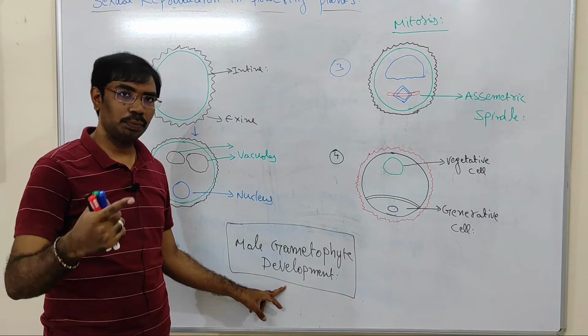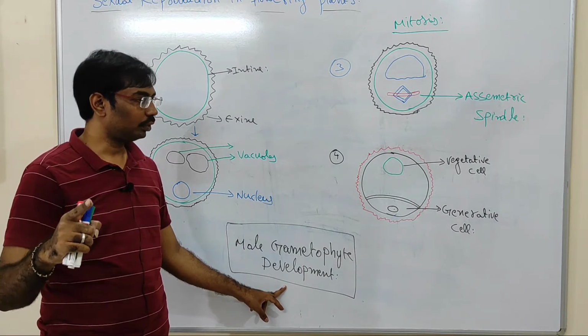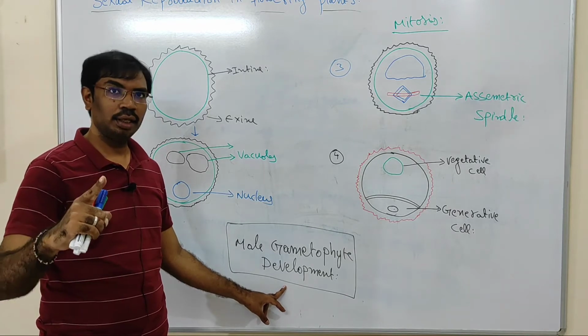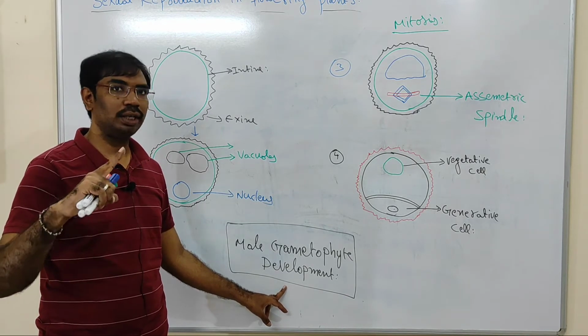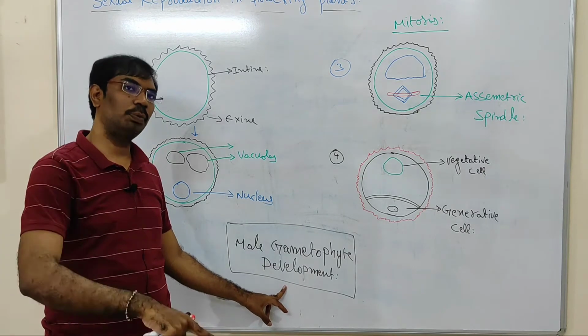Another name for the pollen grain is male gametophyte. Pollen grain is not a gamete. So what is a gamete? The gamete is present inside the pollen grain.